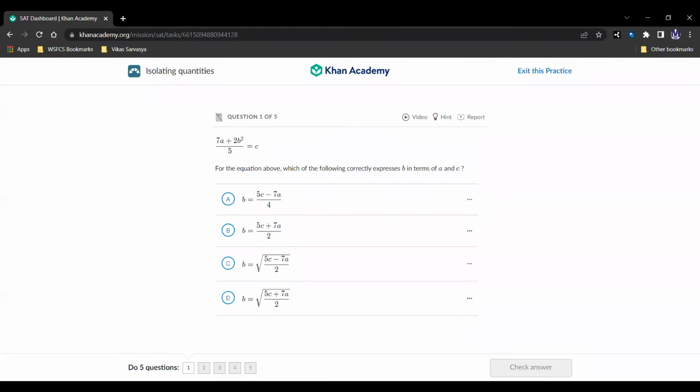All right, so here we have that (7a plus 2b squared) over 5 equals c. And we need to express b in terms of a and c. So we need to isolate b. How are we going to do that?